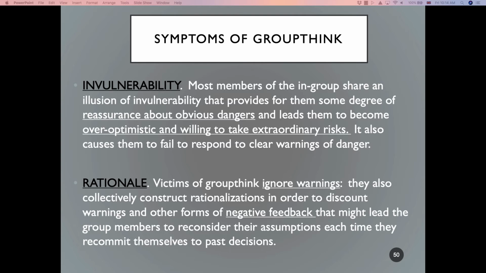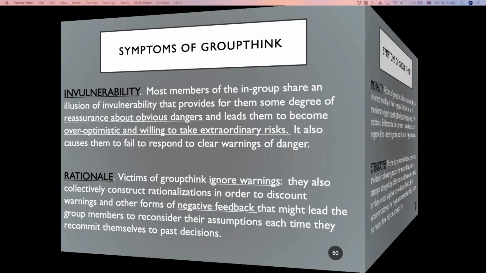Another symptom of groupthink is rationalisation. Because this group has always done whatever it is in a particular way, they will continue to do it. If it's worked before, it will work again. We tend to rationalise. We've done it before, we'll do it again. Even though there might be some negative feedback and some warnings behind it, as a group, we will rationalise those away.